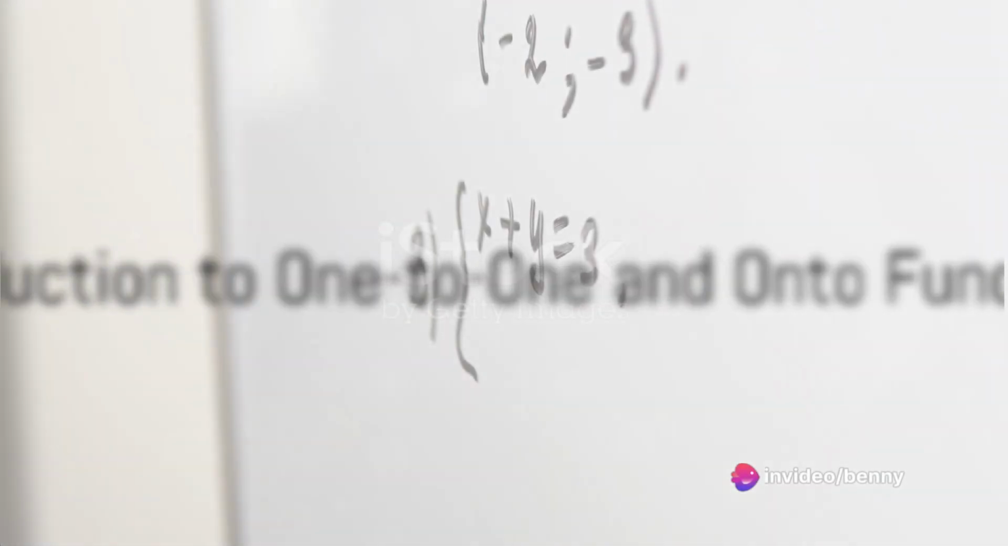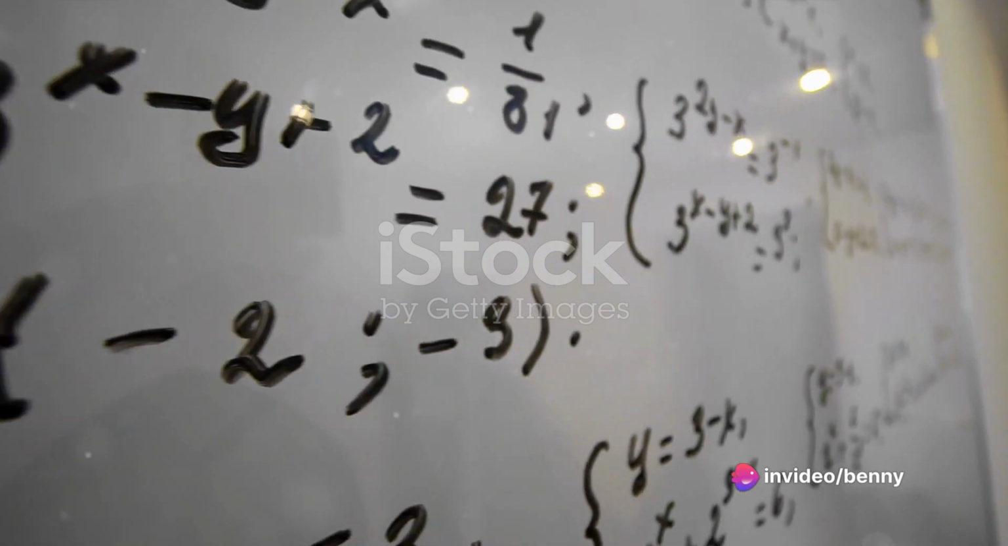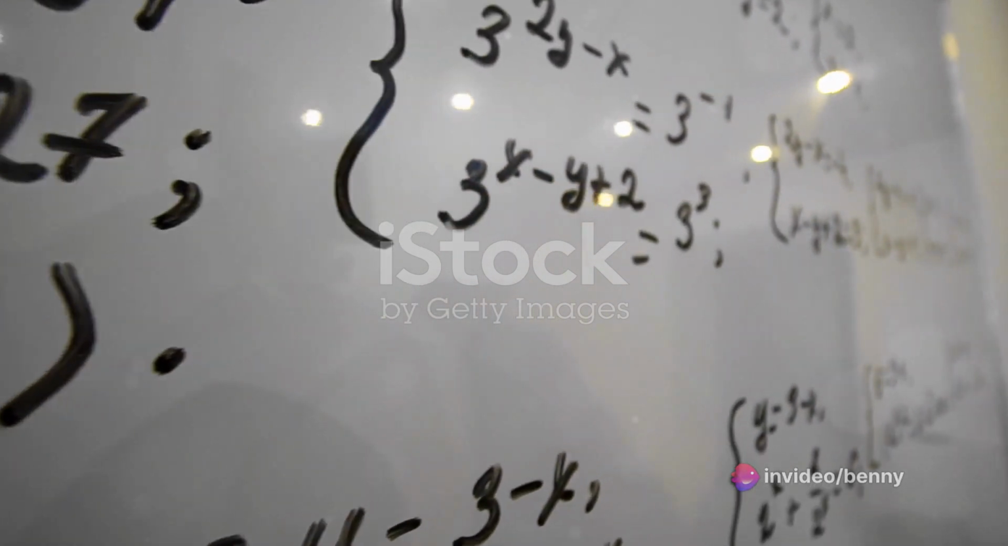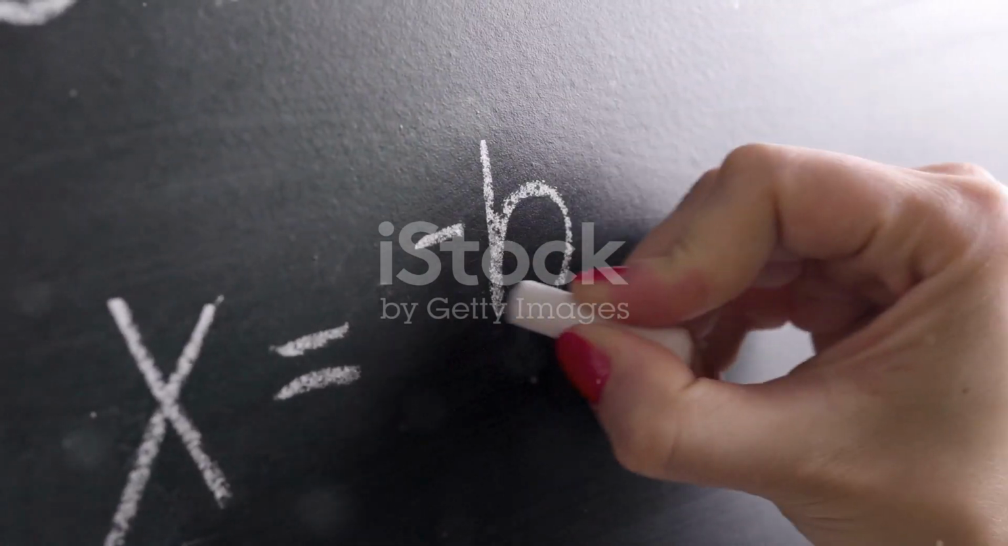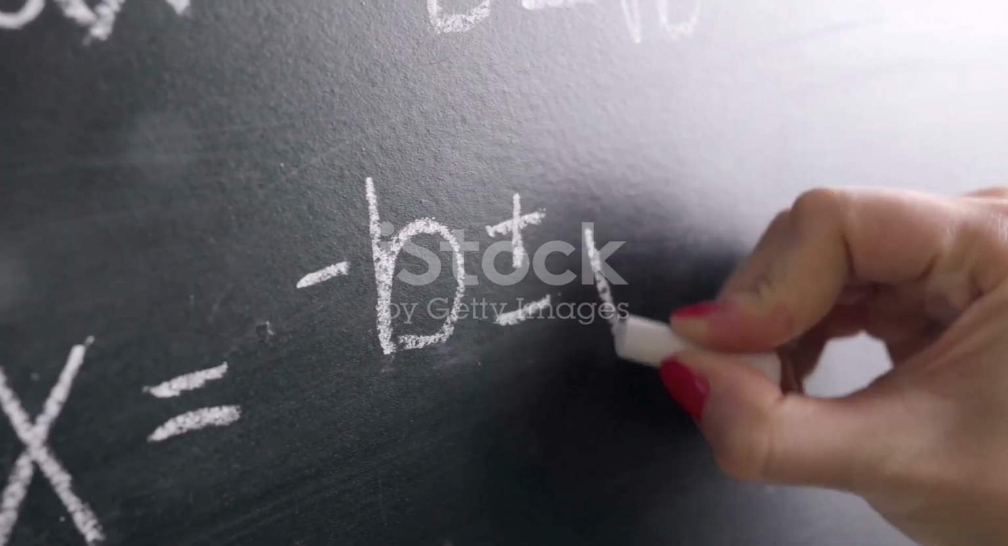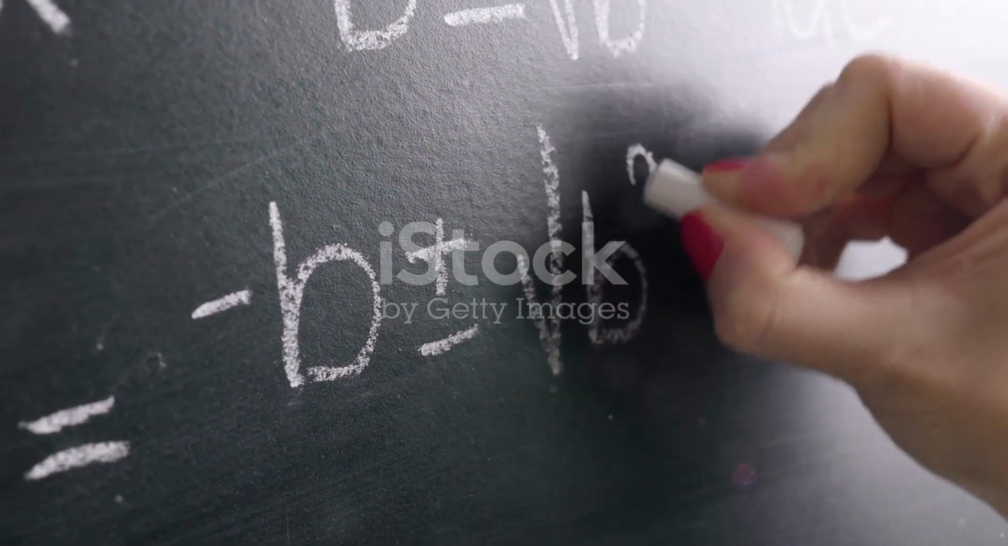Have you ever pondered the difference between one-to-one and onto functions? If so, you're in the right place. In the world of mathematics, these concepts play a crucial role in understanding how different elements interact within a set.